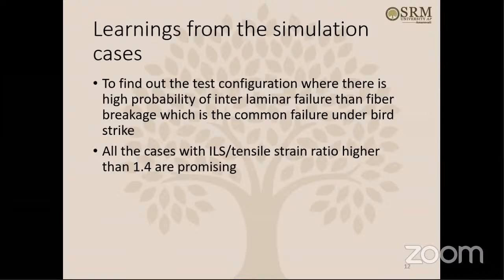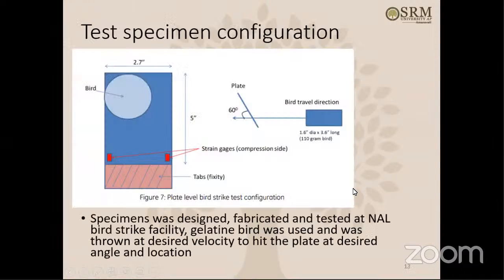We want to design a test configuration where there is a high probability of interlamellar failure rather than fiber breakage, which is the common failure under the strike. Interlamellar failure should be the common failure. So can we design a specimen like that? All the cases where the interlamellar shear strain to tensile strain ratio is higher than 1.4 are promising. Based on those simulation results, we went ahead and decided to design a specimen.